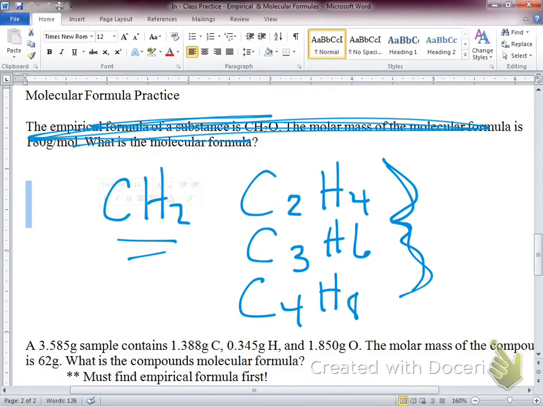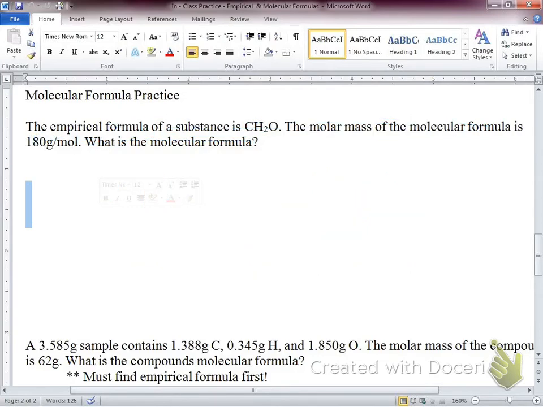So what we're going to do now is compare empirical formulas and molecular formulas. We're going to take a look at this practice problem up here. It says the empirical formula of a substance is CH2O. The molar mass of its molecular formula, which could be a bigger version or the same thing as the empirical formula, is 180 grams per mole. What is its molecular formula?